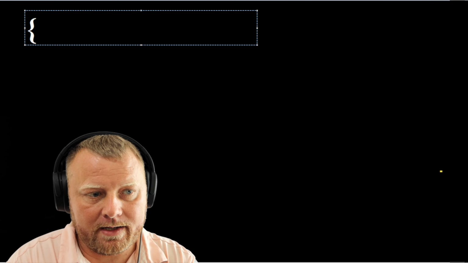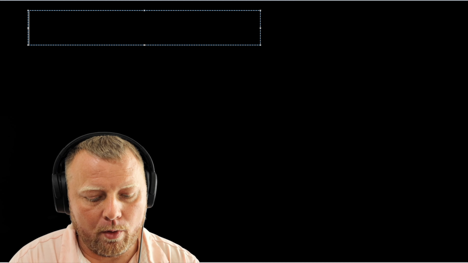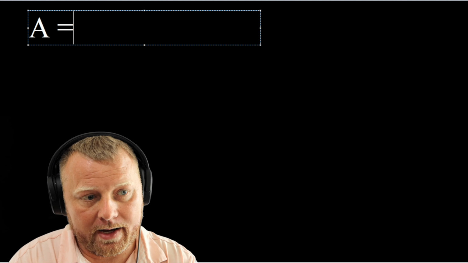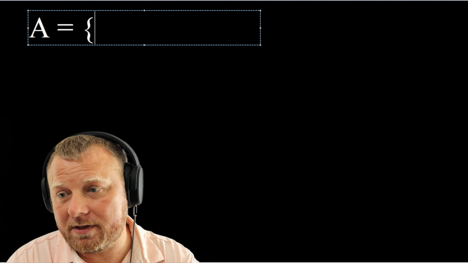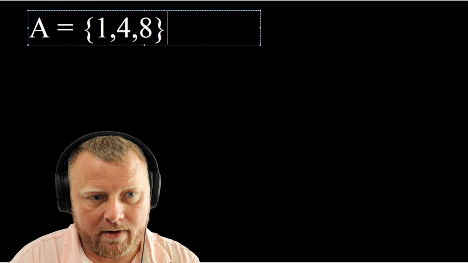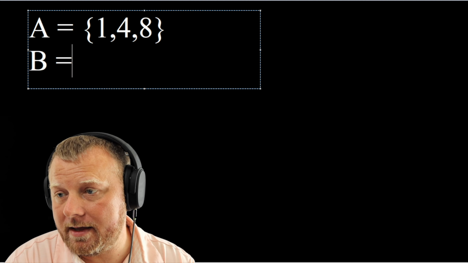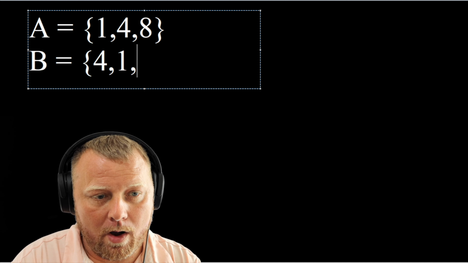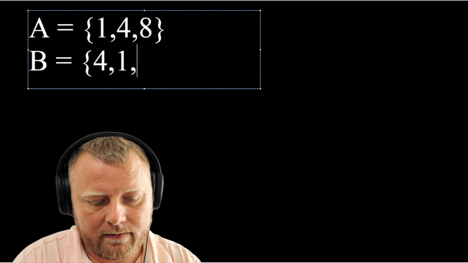Let's have one set, and we'll call it A. We'll just make it a regular A. A is equal to the set 1, 4, 8. Now let's create another one called B, and we'll set that one equal to 4, 1, and 8.